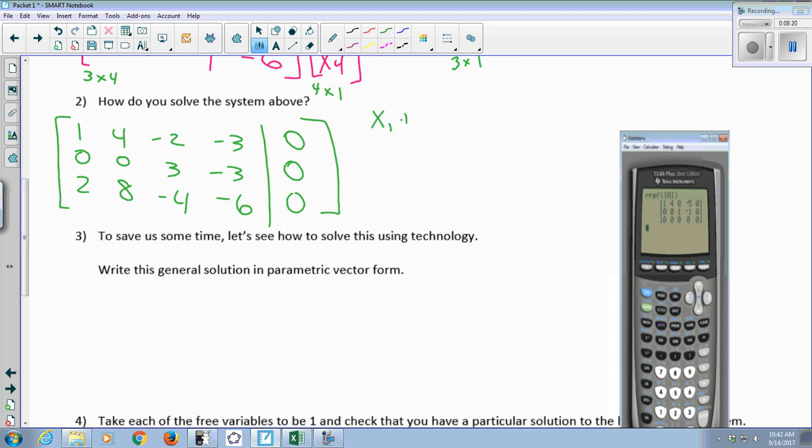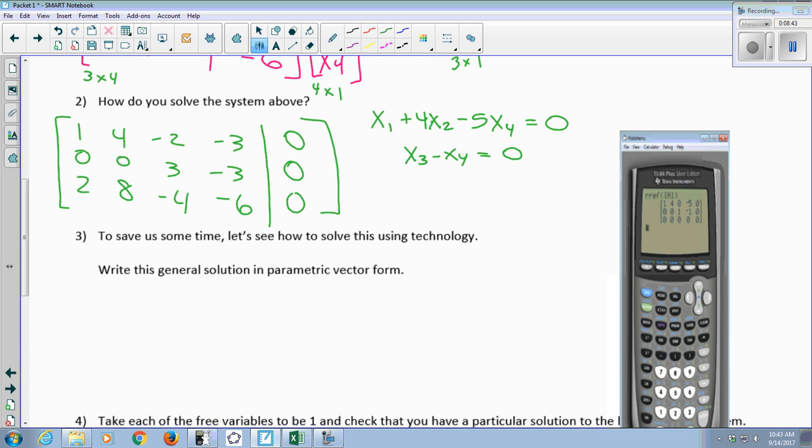x1 plus 4x2 minus 5x4 equals 0. And then the next equation says x3 minus x4 equals 0. And the last equation says nothing. It's a row of zeros, right?